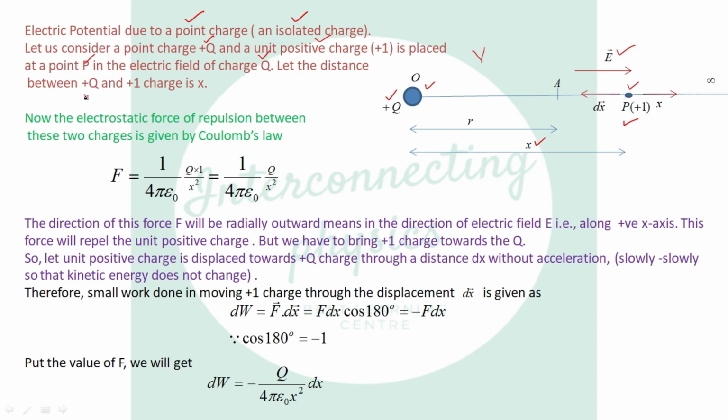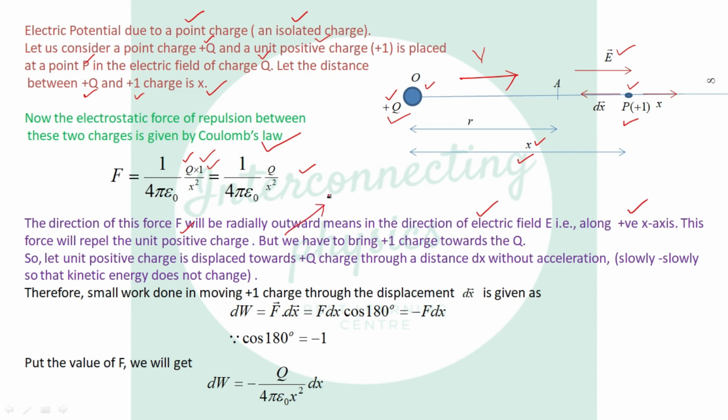Let the distance between plus Q and plus 1 be x. Now the electrostatic force of repulsion between two charges is given by Coulomb's law, which is 1 over 4 pi epsilon naught, first charge multiplied by second charge. First charge is plus Q, second charge is plus 1, divided by the distance between these two charges, that is x square. Now the direction of this force will be radially outward, that is in the direction of electric field, along positive x-axis. This force will repel the unit positive charge.